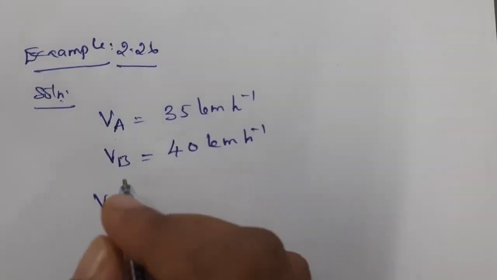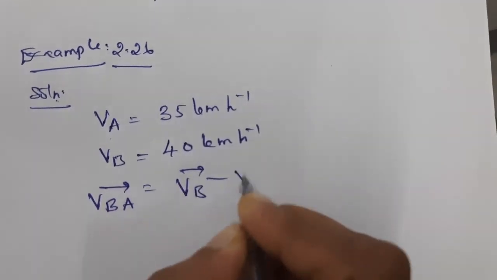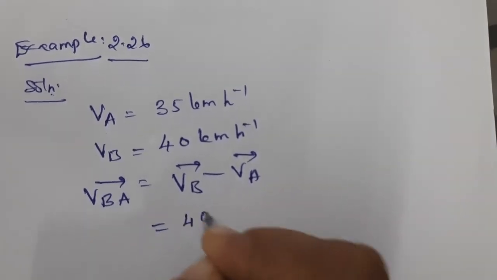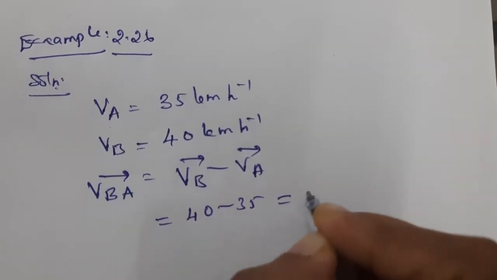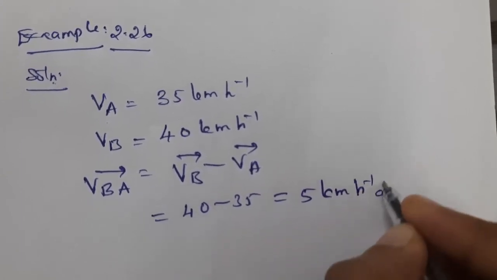So VBA. What is VBA? VBA is VB minus VA. That is 40 minus 35. That is 5 km per hour due east.